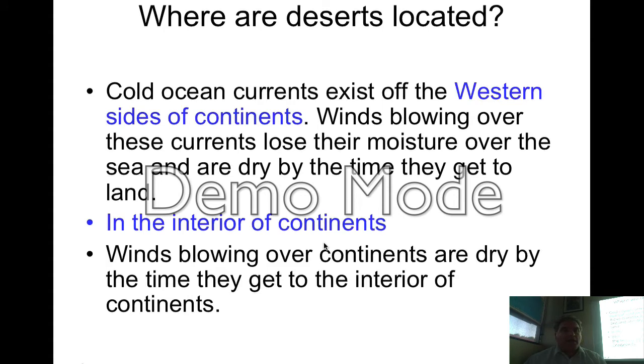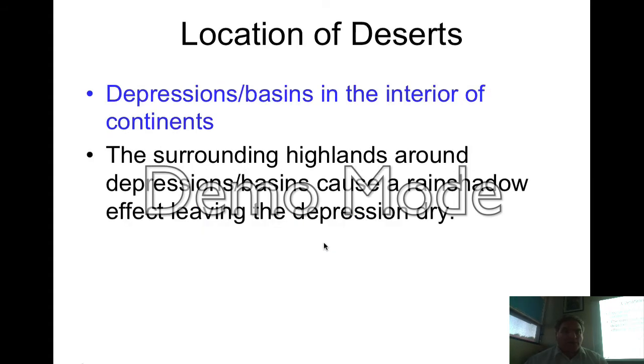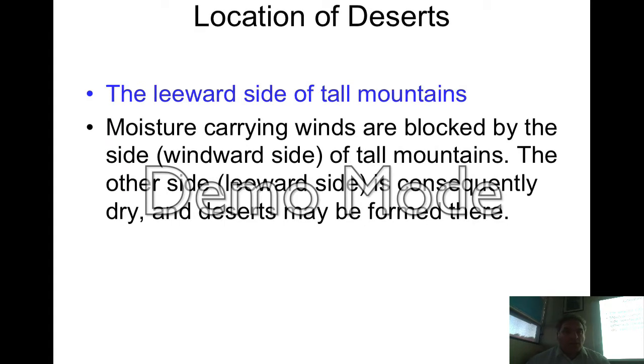Where are they located? You should have already taken notes on this. Location: depressions, basins in the interior. It's especially because that's where you're not going to get any rain. You're going to have rain shadow from all the way around. Leeward side, same thing.